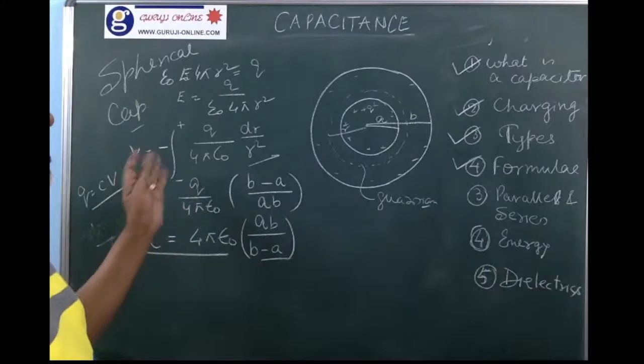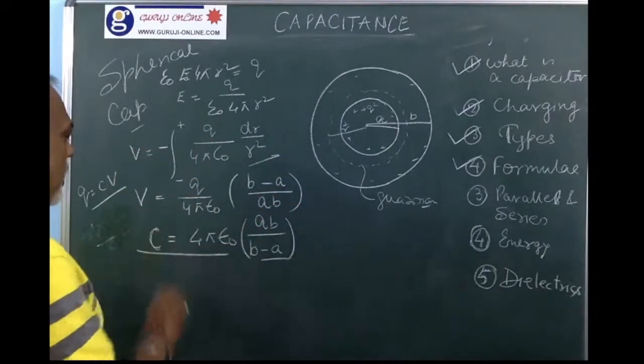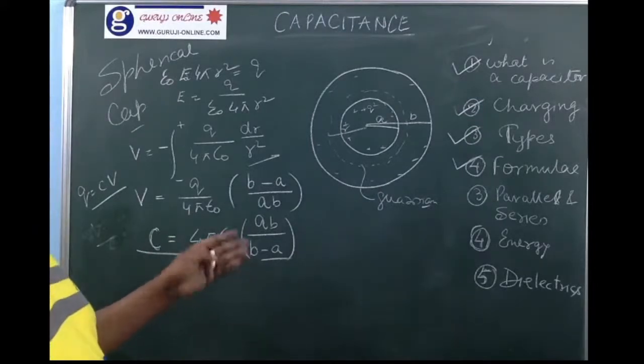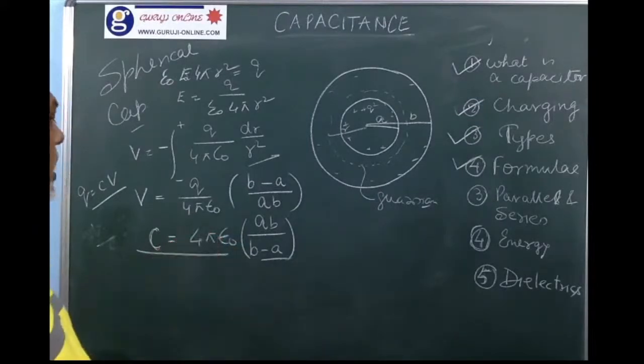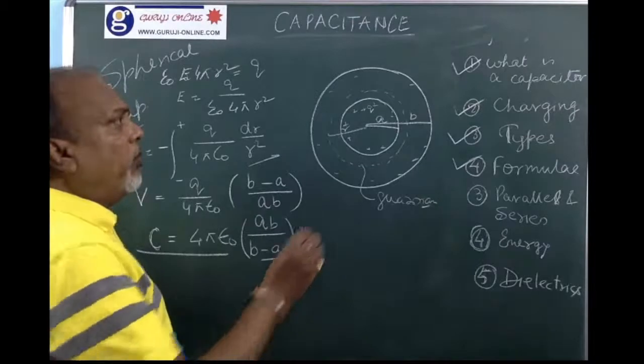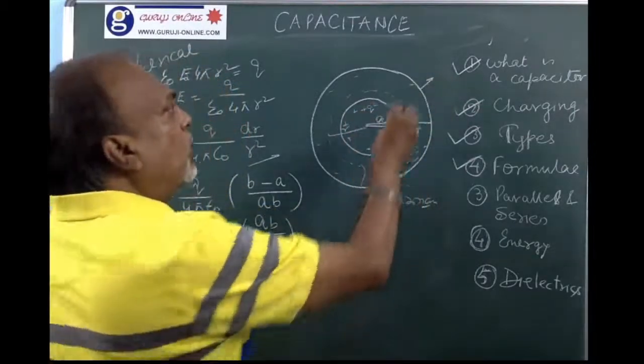So if we change the geometry, then the formula for capacitance also changes. You have to see. Now we can see, suppose we take the surface, the outer sphere, to infinity.